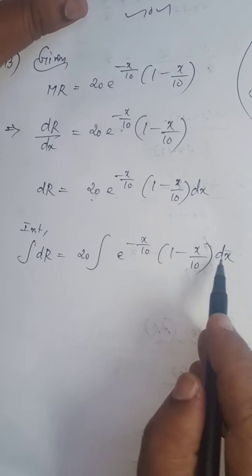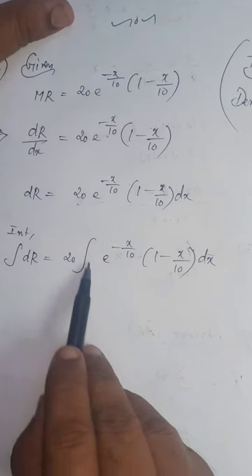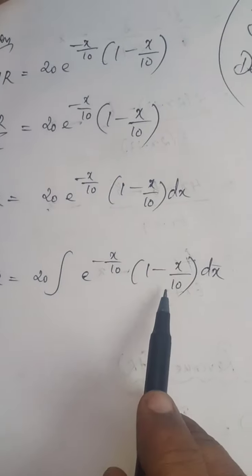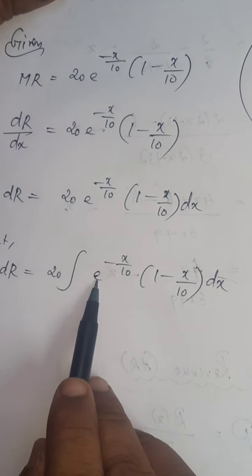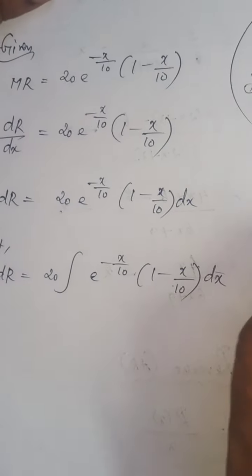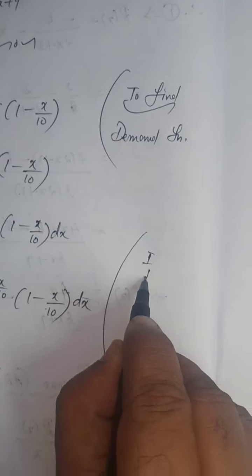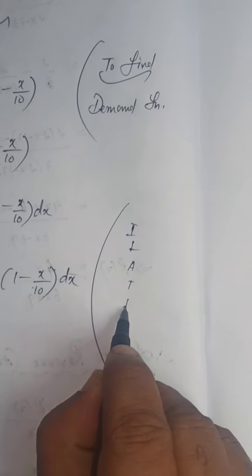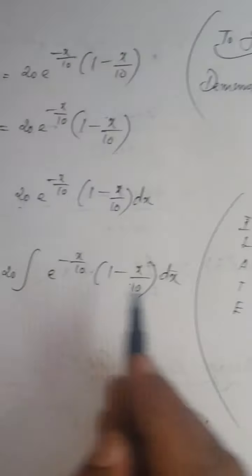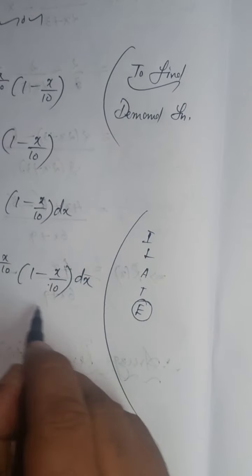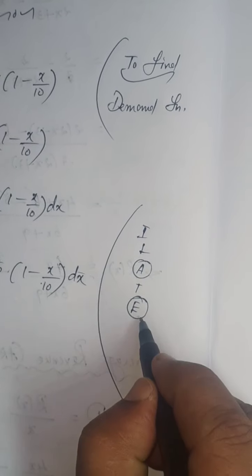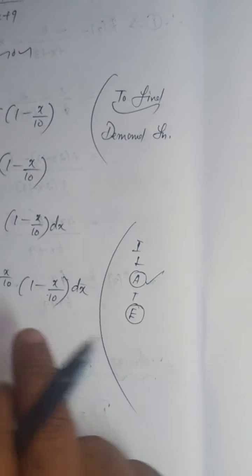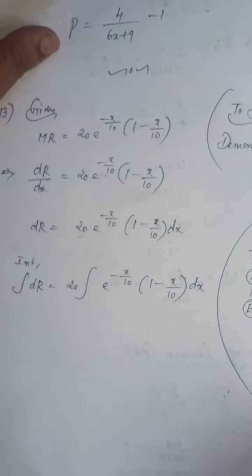How to integrate this one? It is an exponential function, and this one is an algebraic function. For the combination of exponential and algebraic, you can go for ILATE. Do you remember? We already learnt it in the previous exercise. Exponential, here it is. Algebraic, here it is. Which one comes first? Algebraic. So algebraic should be considered as u, and the remaining part should be considered as dv.